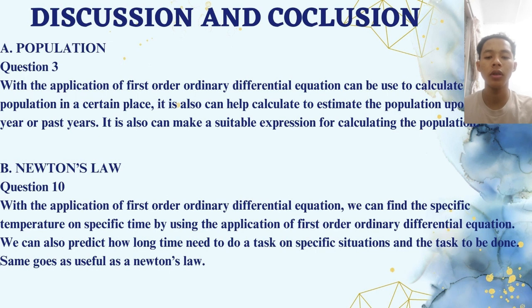Alright, for the B part, Newton's law, we choose question 10. So for that, with the application of first order ordinary differential equations, we can find the specific temperature at a specific time. We can also predict how long it takes to complete a task in a specific situation. The same goes for Newton's law.